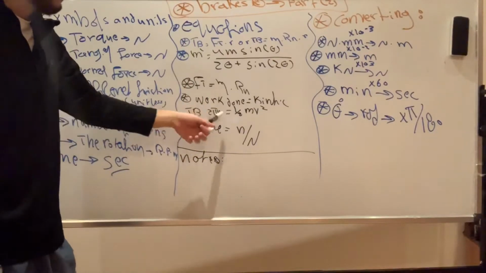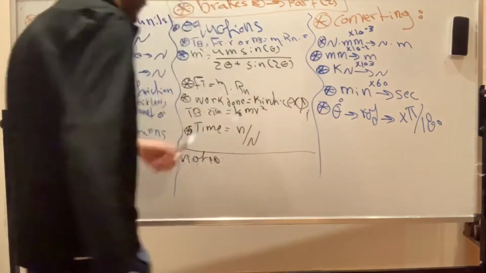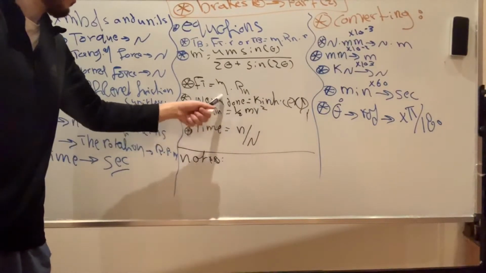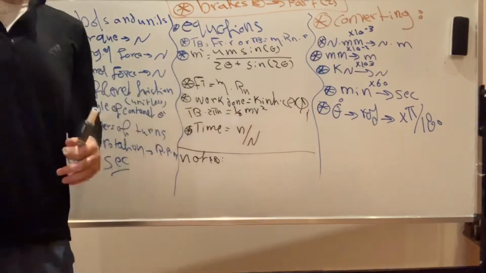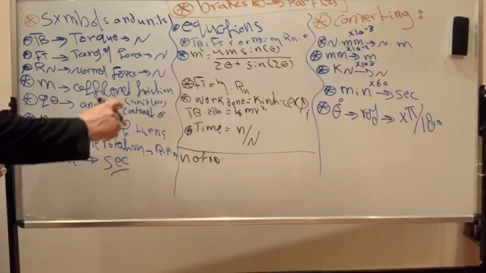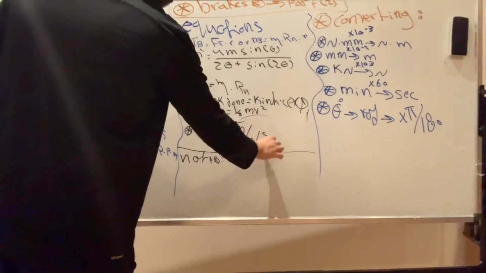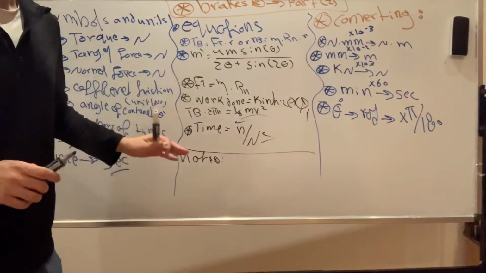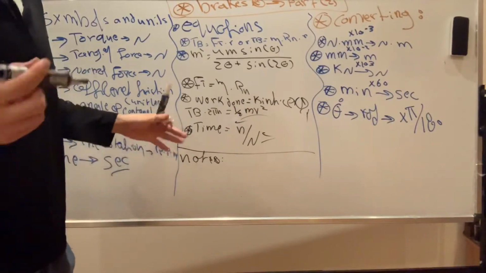Great. The FT, the tangential force, equals the coefficient of friction multiplied by Rn. The work done equals the kinetic energy. The work done equals the TB multiplied by 2 pi n, and the kinetic energy is half m v squared. Great. The time equals n capital over n small, the rotation over the number of turns. So please note this, because you will follow this step in all the questions.